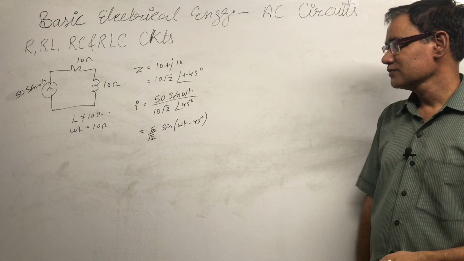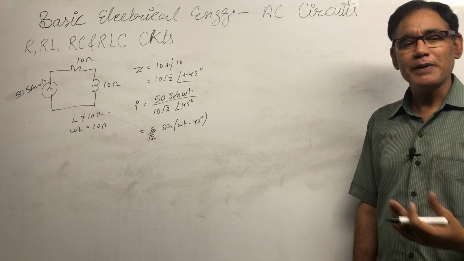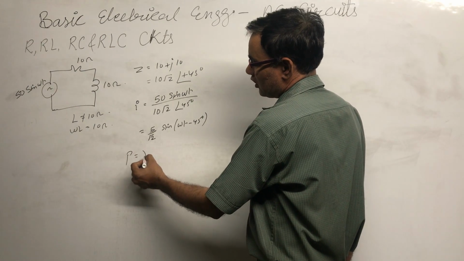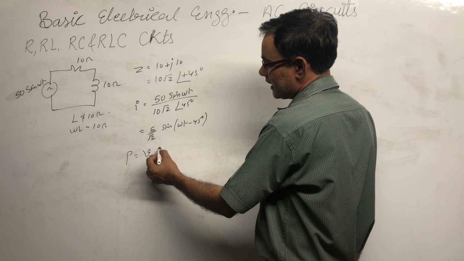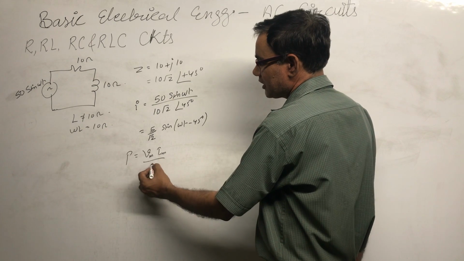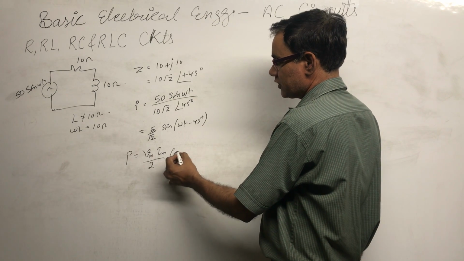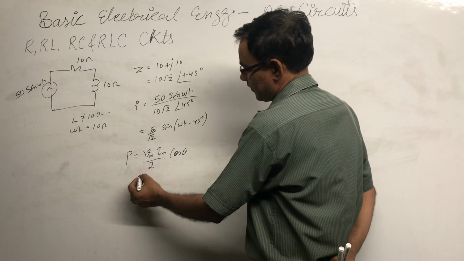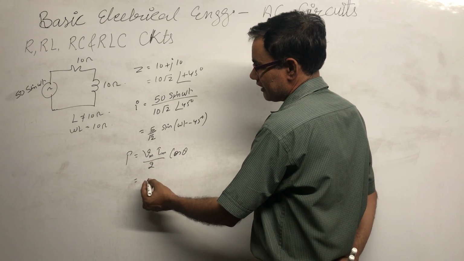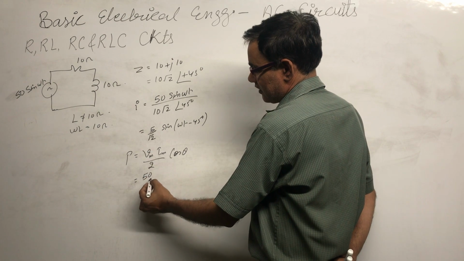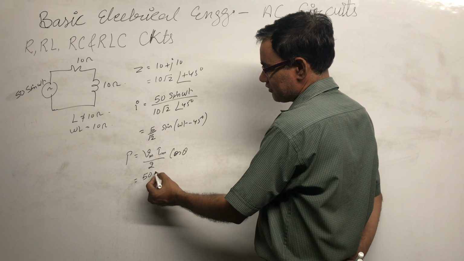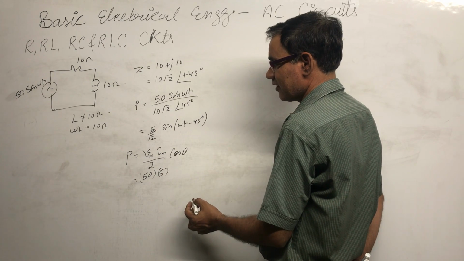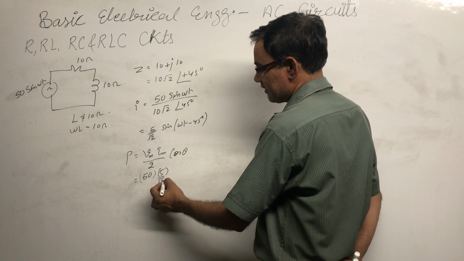What is the power in this circuit? We know the power is equal to Vm Im by 2 cos theta. That is the real power of the circuit. So what is the value of Vm? Vm is 50. What is Im? Im is 5 by root 2.